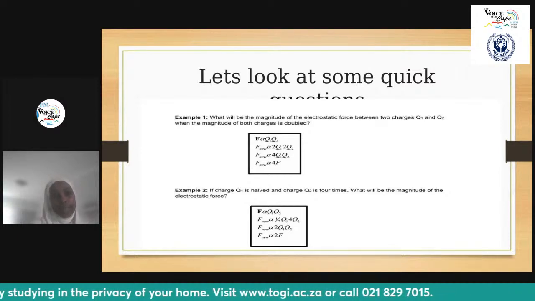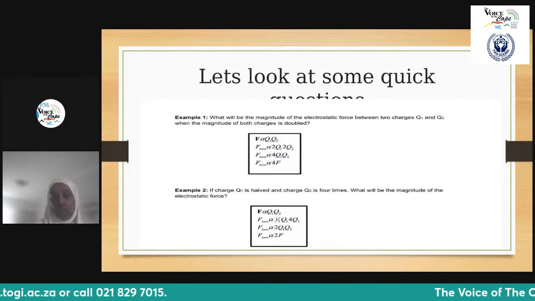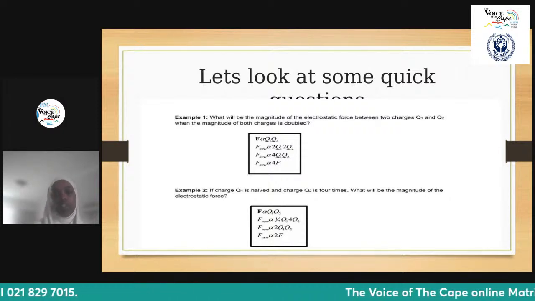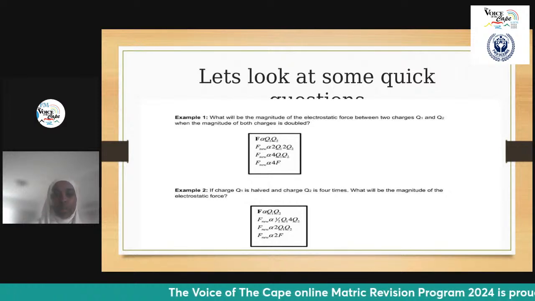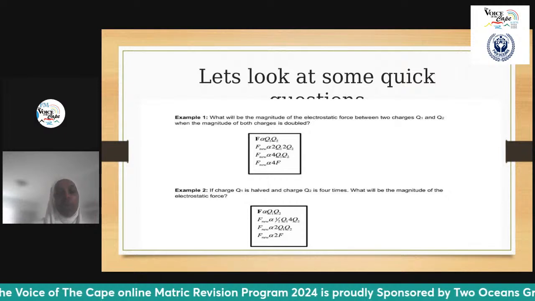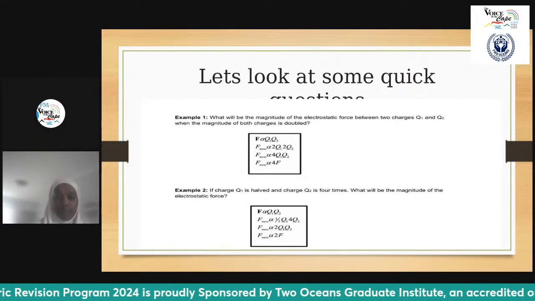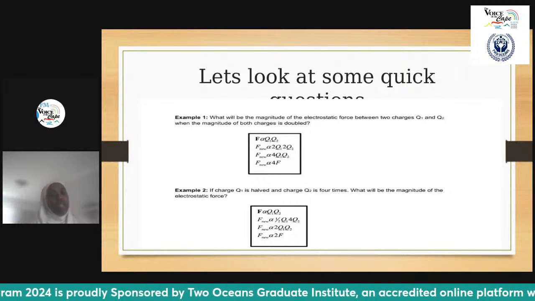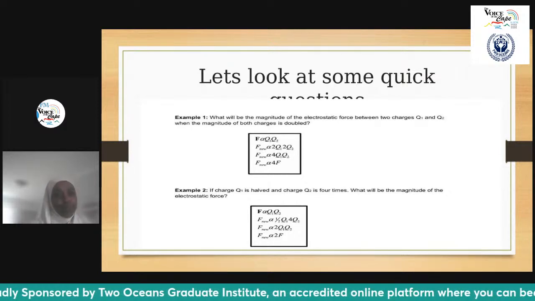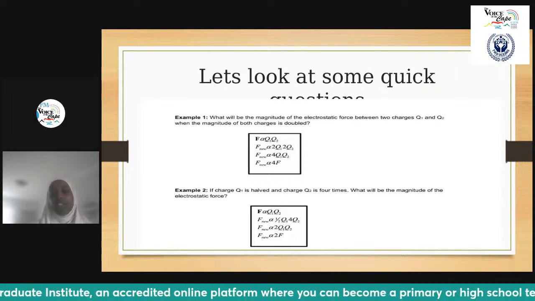Take a minute, take it in, look at it, read the question. Q1 is halved and Q2 is quadrupled. What will the magnitude of the force be? I want to know what F will be. I halve Q1, I quadruple Q2, I multiply the two numbers together, so a half multiplied by 4 is 2, and so the force will increase by 2. I hope that makes sense. Okay, let's continue.